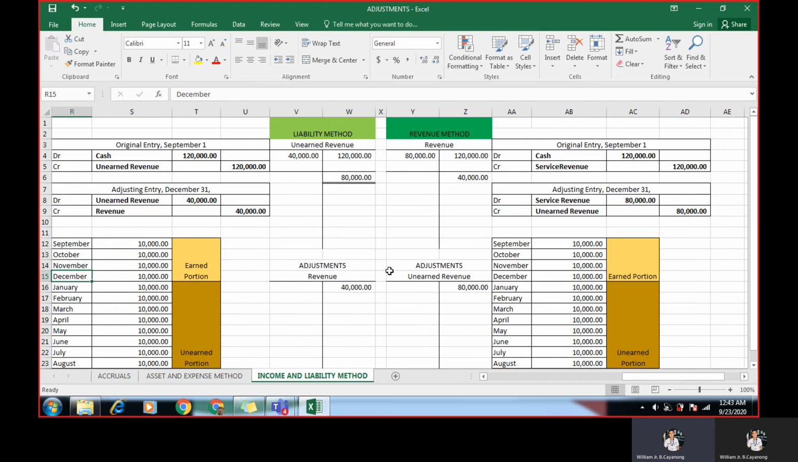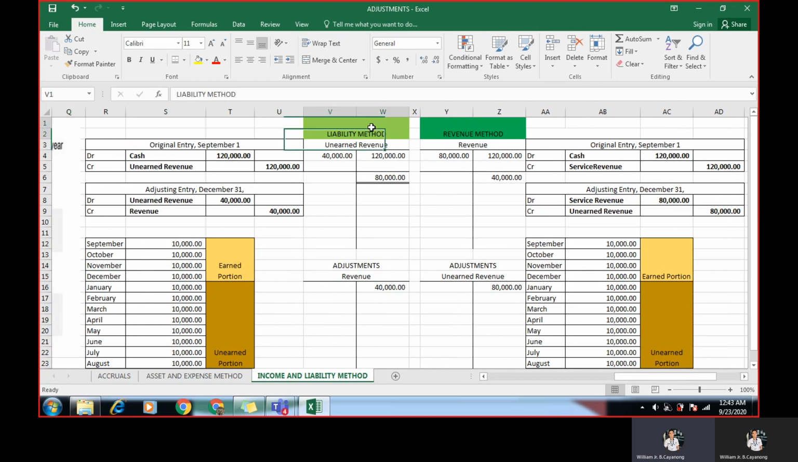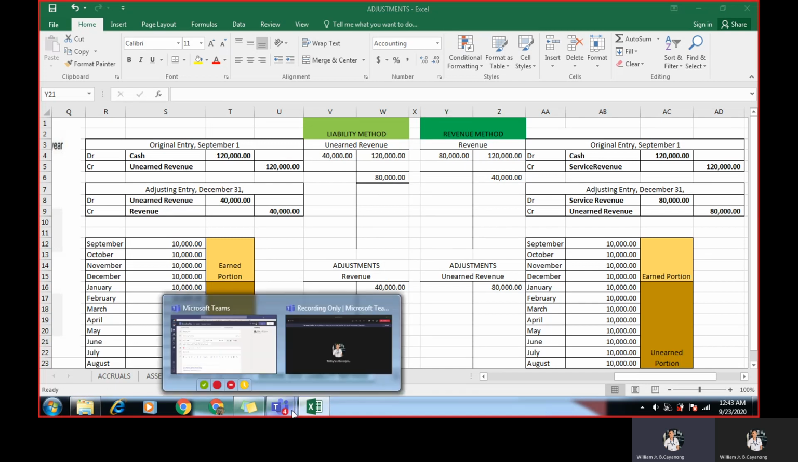So, to sum it up, in the liability method, we first recognize it as a liability. At the end, we recognize revenue. But when we use the revenue method, we recognize everything as revenue. At the end, we recognize a liability since not all of it is earned yet. And that is the liability method and the revenue method.